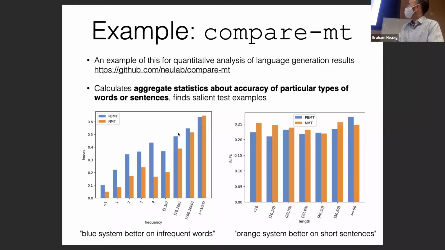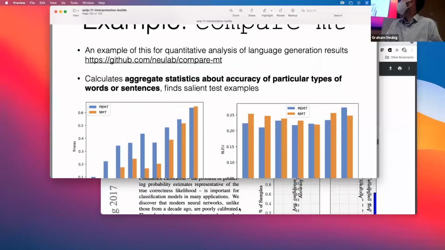The orange system is also extremely good at shorter sentences, but at very long sentences, it's worse. So what this is pointing you to is, let's say you care about the orange system, like the orange system is kind of better overall, so you want to improve it. So maybe you should be thinking about a research direction to improve accuracy on infrequent words or improve accuracy on longer sentences or something like that.